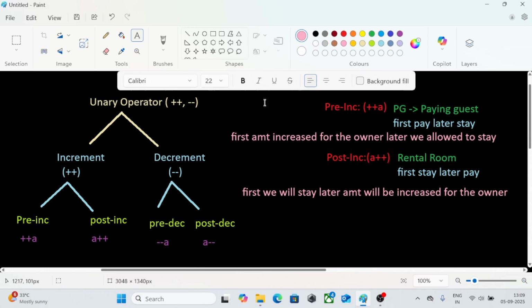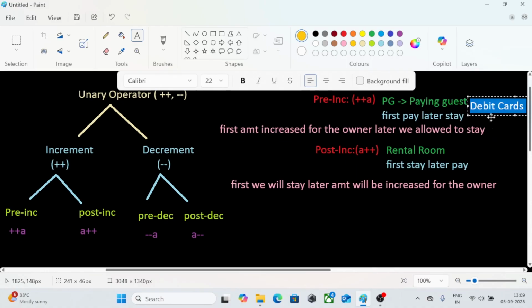You can take these examples like debit cards. First you are going to pay the amount, later only you can purchase anything. When it comes to here, we can take it as credit cards. First we can purchase anything, later we can pay. That is what we are going to take as an example. So if you want, you can add more creativity with these examples. You can remember these examples easily, I hope.